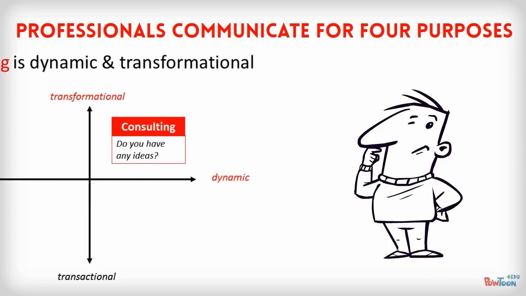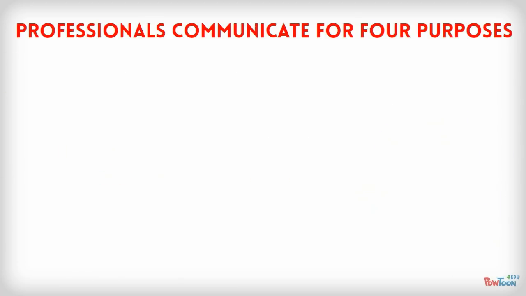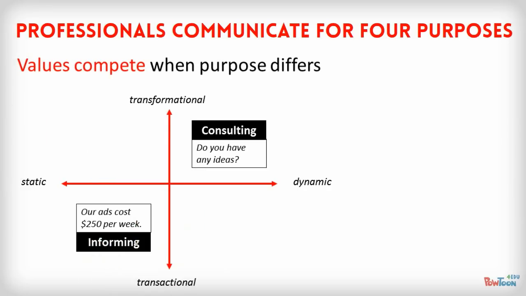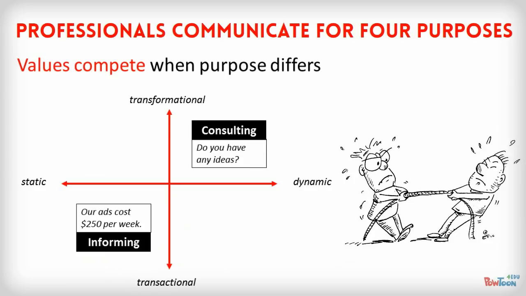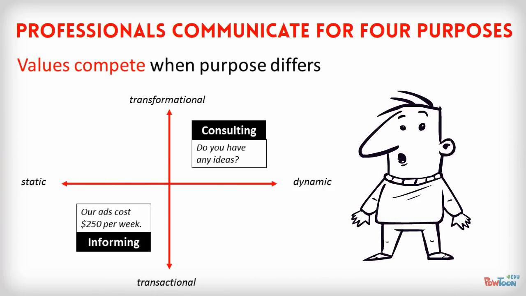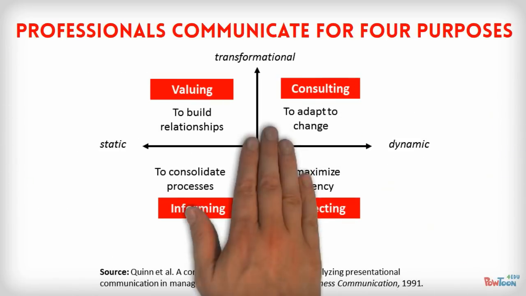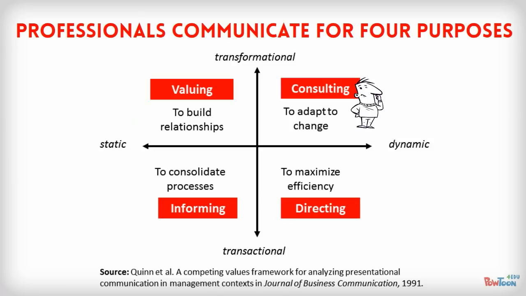Quinn's model is called competing values because when a professional is consulting an audience, that conveys values that compete with those the pro conveys when informing that audience. Consulting shows a focus on people and on action. Informing shows a focus on tasks and the status quo. It may seem like consulting would always be best, but that's not the case. Any professional who always asks questions and never provides information isn't going to be effective.